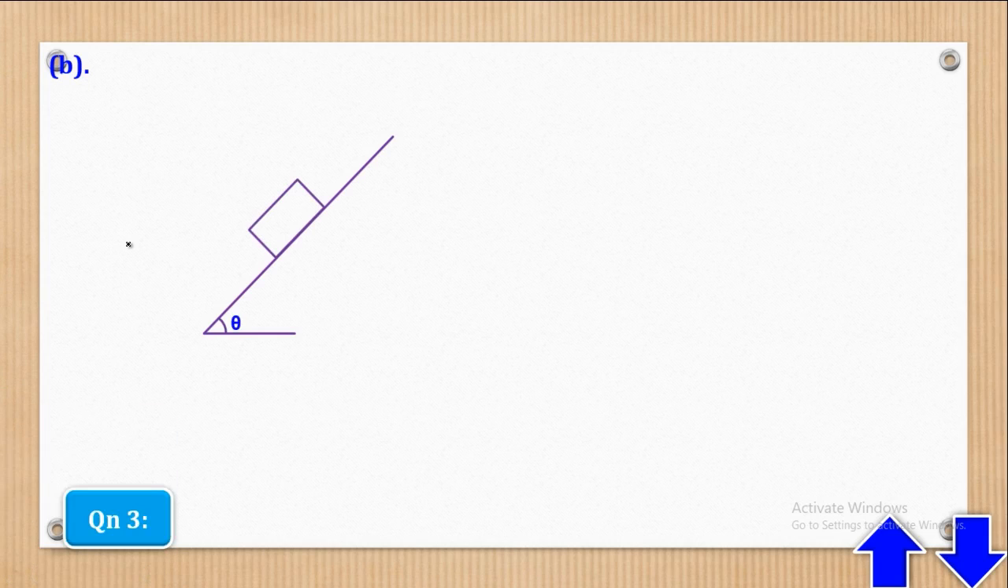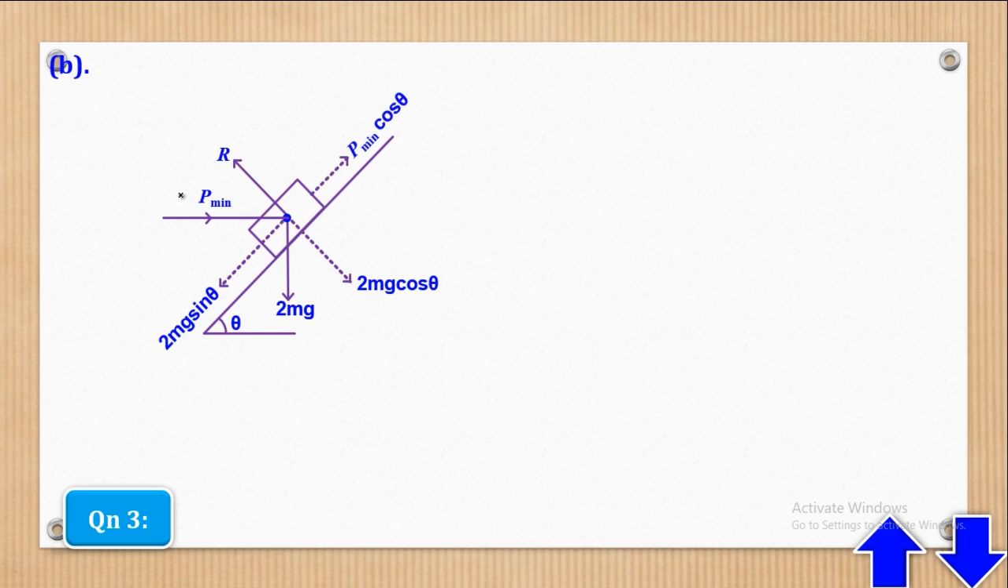So that's the particle. We shall first put the weight, which is 2 mg, then the component parallel to the plane, 2 mg sine theta. Component perpendicular to the plane will be 2 mg cos theta. Normal reaction is capital R, and the horizontal force is P min. Now the component of this force parallel to the plane is P min cos theta, and its component perpendicular to the plane is P min sine theta. And the particle is at the point of moving downwards, that's why the acceleration is 0, because at the point of moving downwards, friction will be acting upwards.